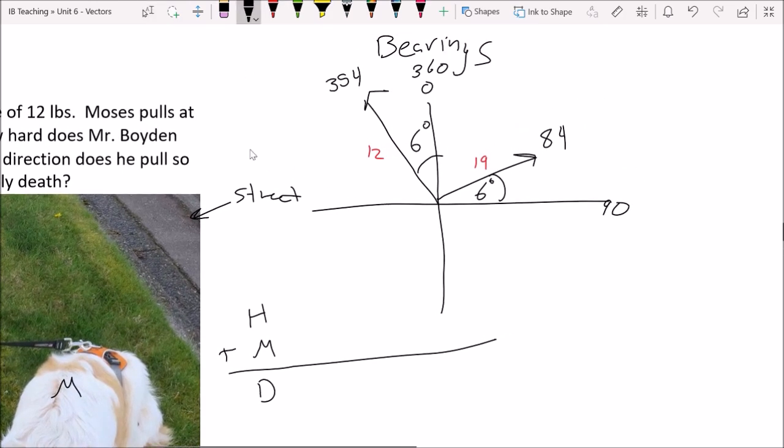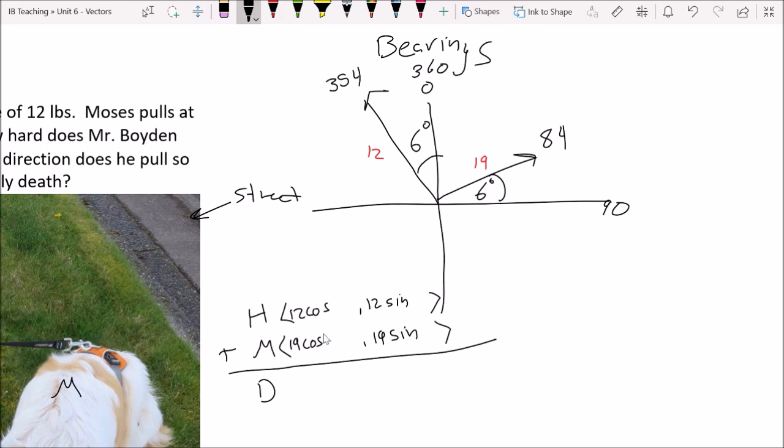So here we go. Let's try to write down Haley's vector. What we'll do to start, we'll just write down what we know. What do we know about Haley? We know that Haley pulls with force of 12, and it's going to be 12 cosine something, and it's going to be 12 sine of something. What about Moses? What do we know about him? He pulls a little bit harder with 19 pounds of force. So he's going to be 19 cosine something and 19 sine something.